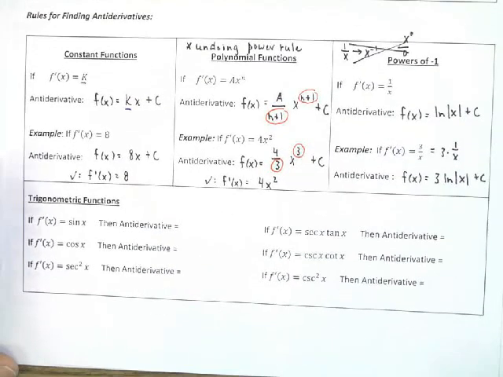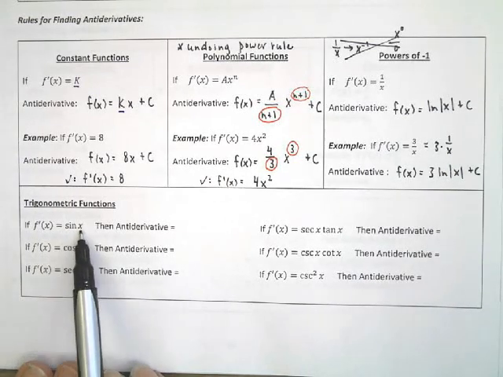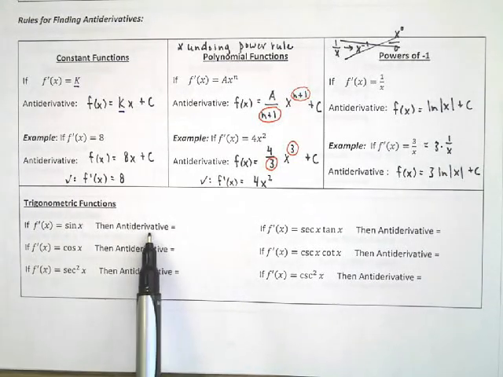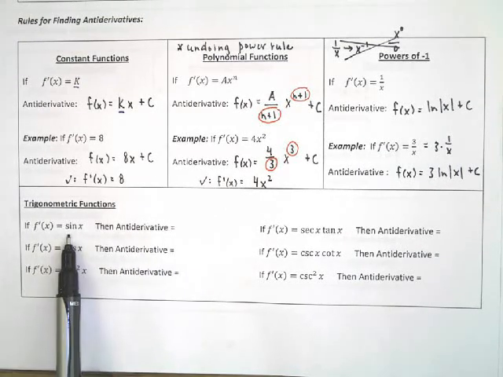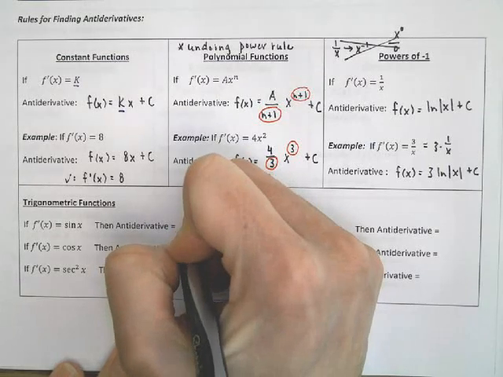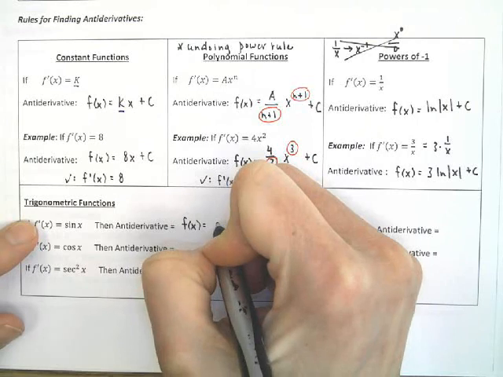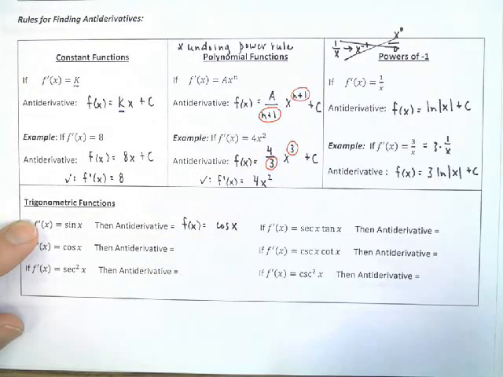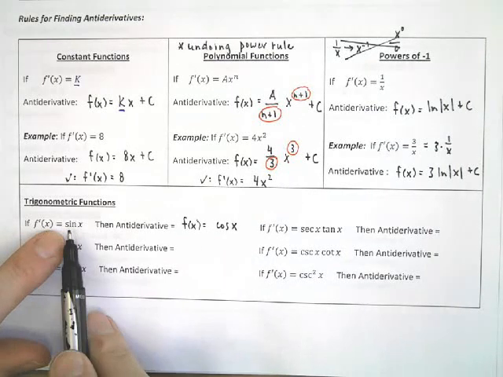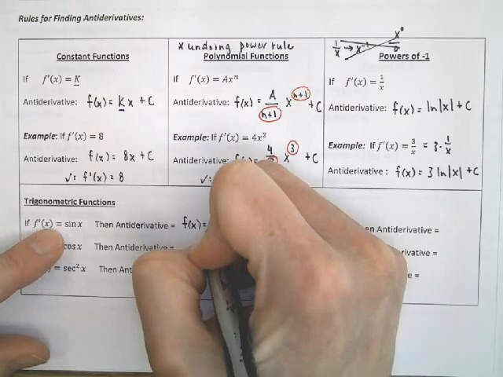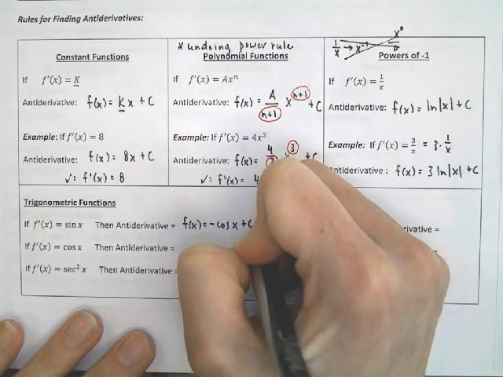So let's cruise through some here with our trig functions. If f prime of x equals sine x, what I'm asking myself is which function has a derivative of sine x? So my antiderivative here, I have to be a little bit careful. I know that cosine x is going to give me sine, but if I differentiated cosine x, I would actually get a negative sine x. So this has to be a negative cosine x in front, and then I have my plus c.